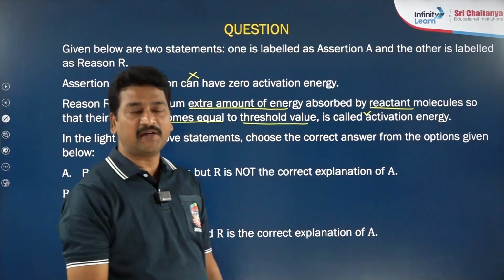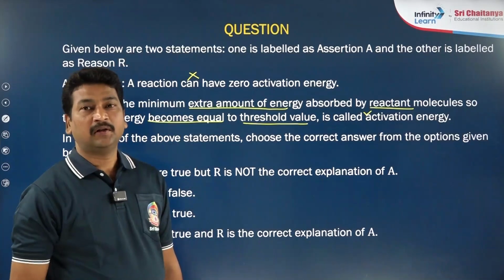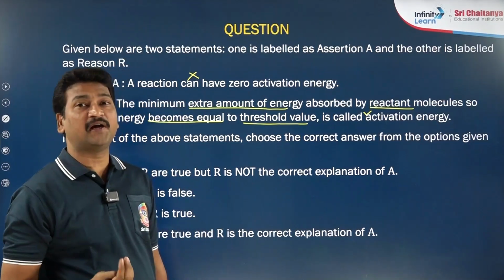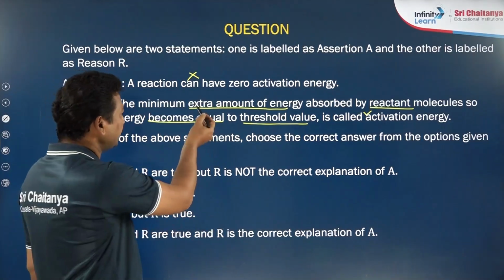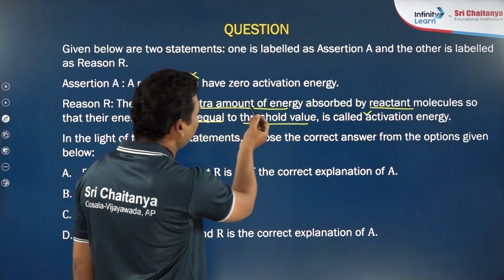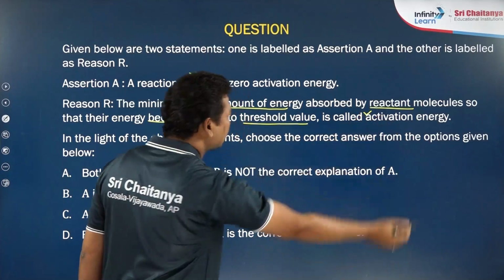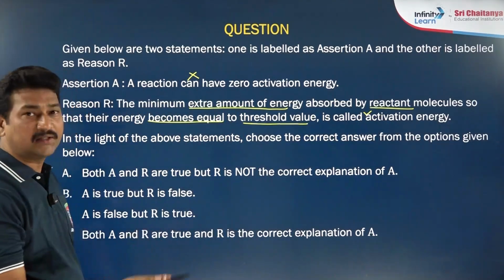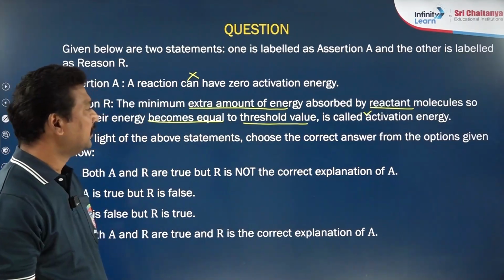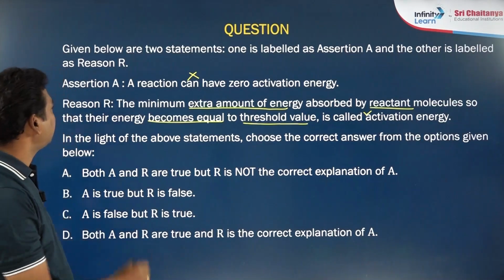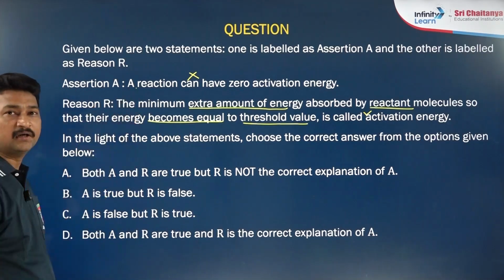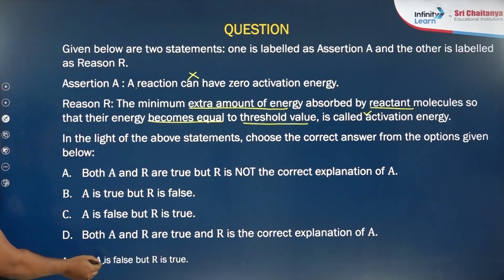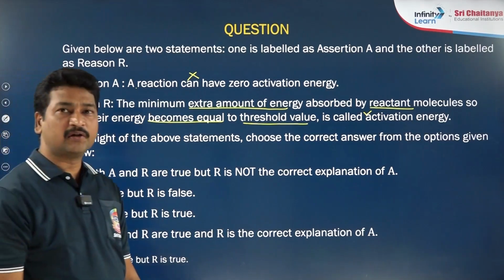In the beginning itself, we discussed this same point. The minimum additional amount of energy, like that we discussed. This is an additional amount only. The minimum extra amount of energy absorbed by the reactant molecules to meet the threshold value is called activation energy. So, assertion wrong, but reason true. A is false, but R is true. Coming to the next one.